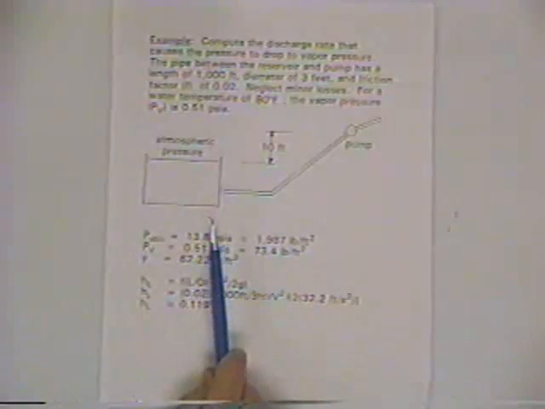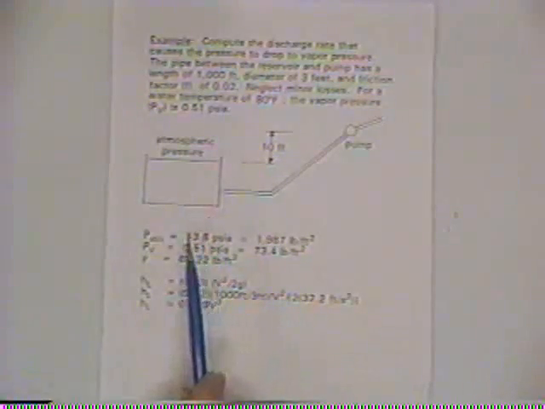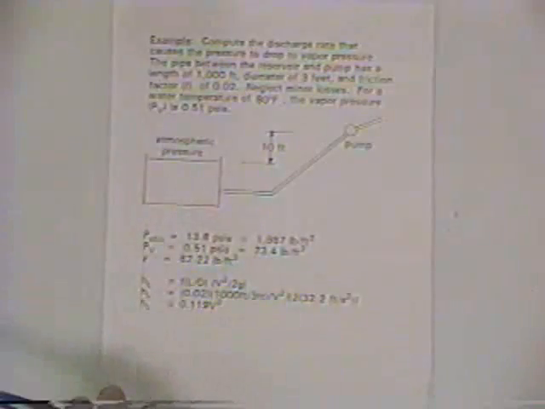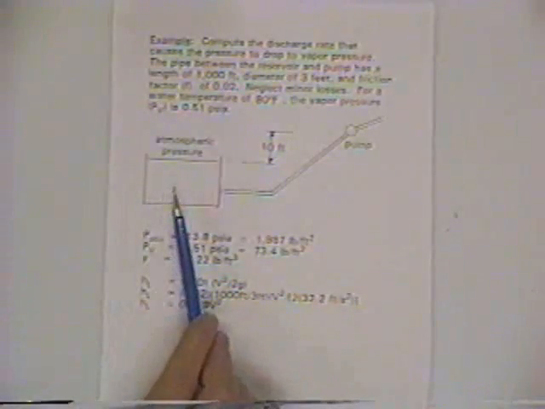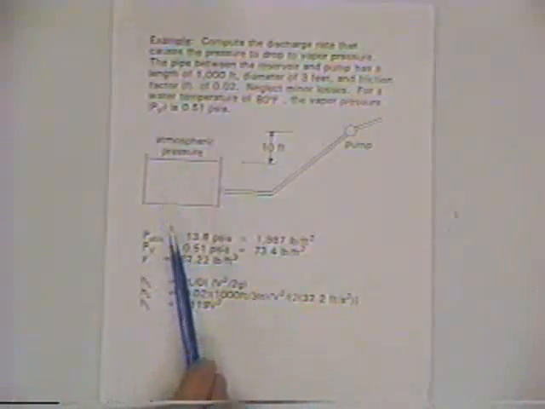And so, let's just jump into the problem and go. The problem says to compute the discharge rate that causes the pressure to drop to vapor pressure. And the data we need, the length of the pipe, diameter of the pipe, and a friction factor, is given for us in this problem. And we're going to neglect minor losses in this problem. The atmospheric pressure is given to us and vapor pressure is given to us.